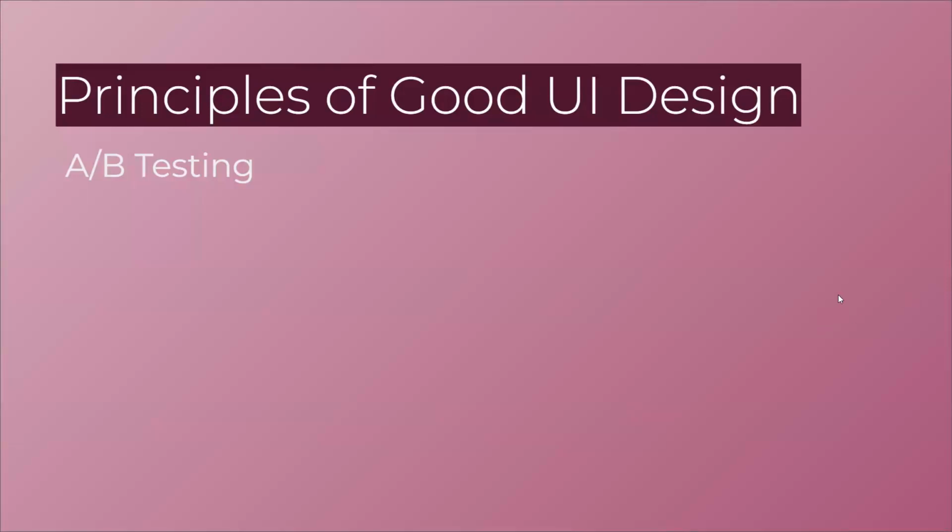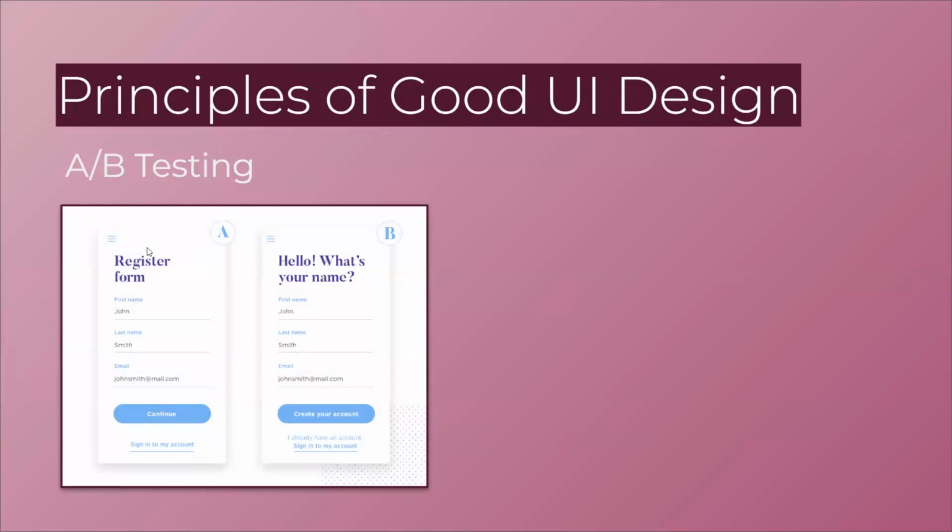So here's an example of an A/B test. Version A has a register form, continue, sign into my account. And then we have version B, where it changes the text. It says, hello, what's your name? And instead of continue, it has create your account. If you already have an account, you're directed to sign into my account. A difference here is that B starts with the assumption that you don't have an account, but if you already have one, then you click that. Whereas A seems to assume that you do have an account.